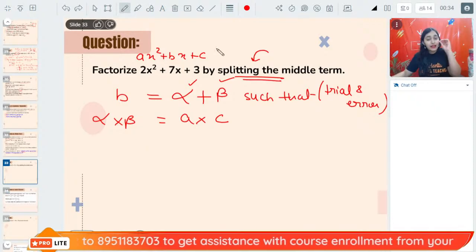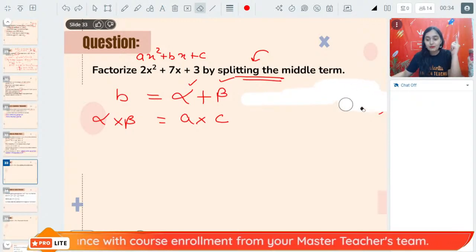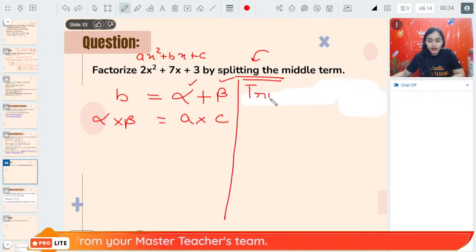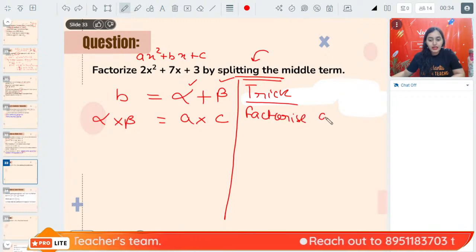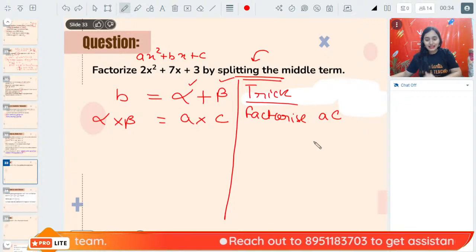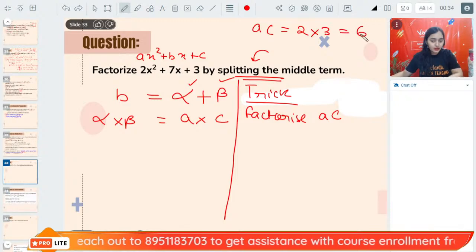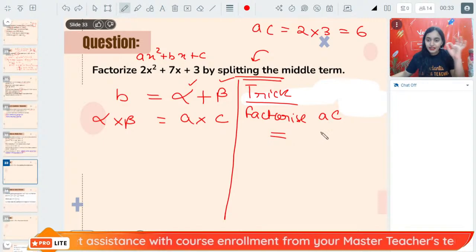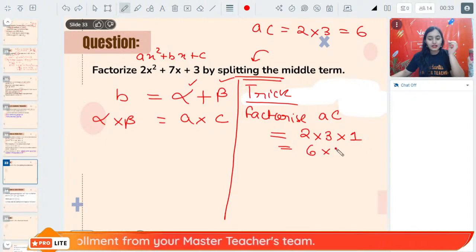Now, what is the trick to do this? So this was like theory. Now, what is the trick? Let me tell you the trick. So the trick is basically: factorize AC. So what is AC? AC is equal to 2 into 3 is equal to 6. So if you factorize AC, the factors of AC are 2 into 3 into 1, or you can write 6 into 1. These are the factors of AC, right?